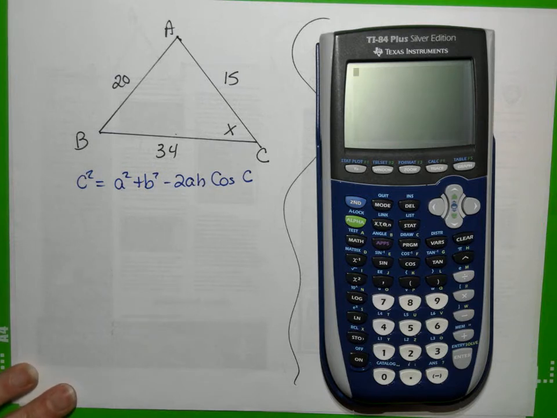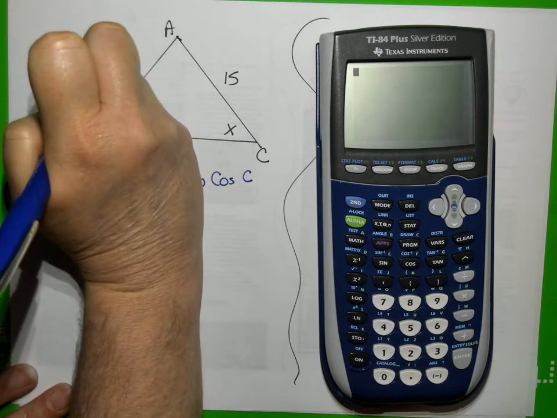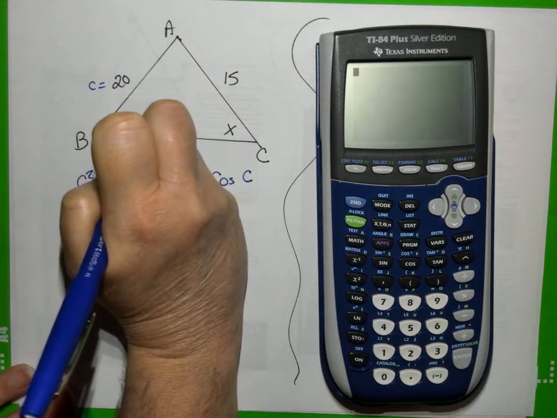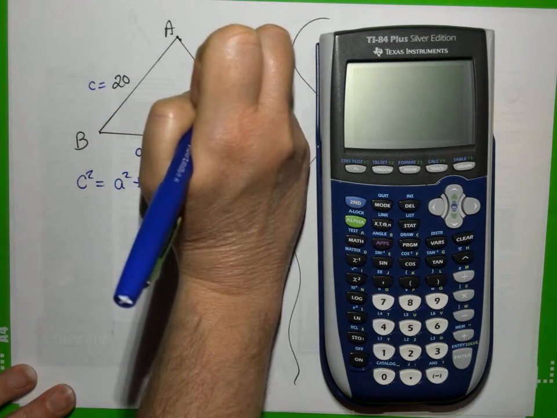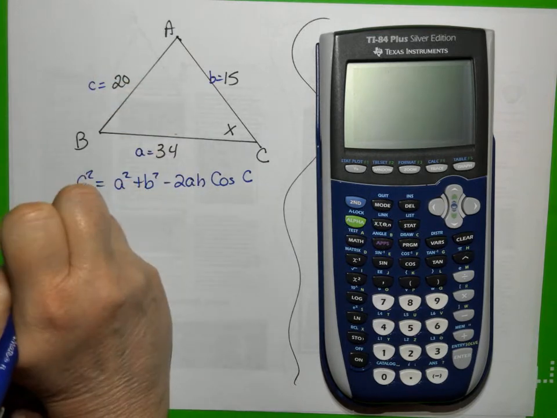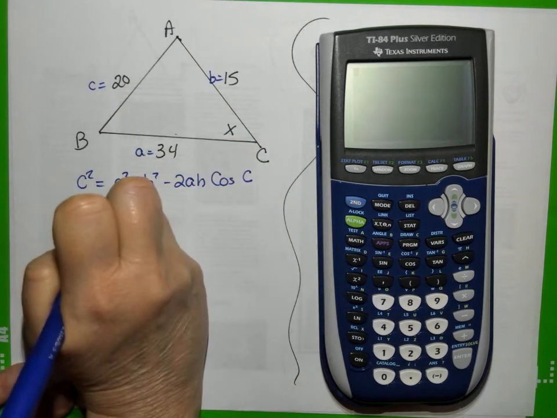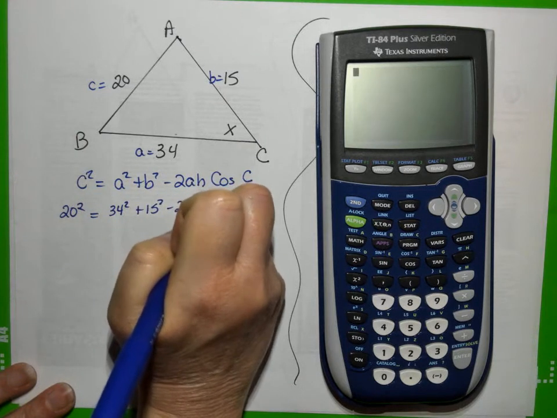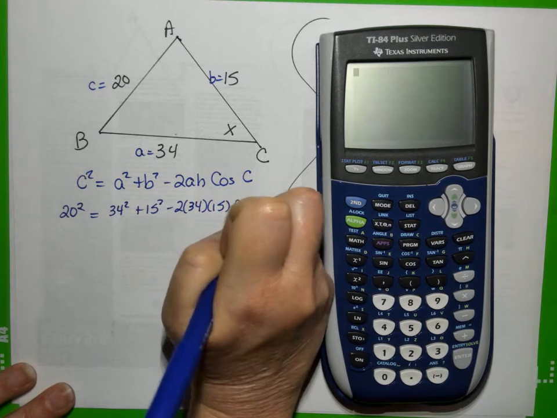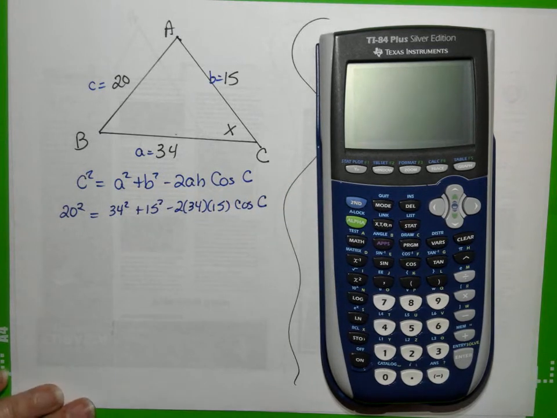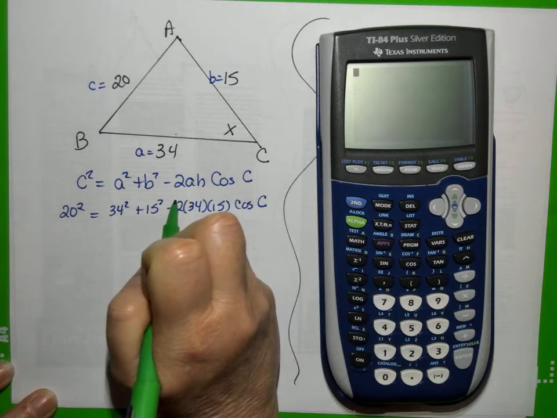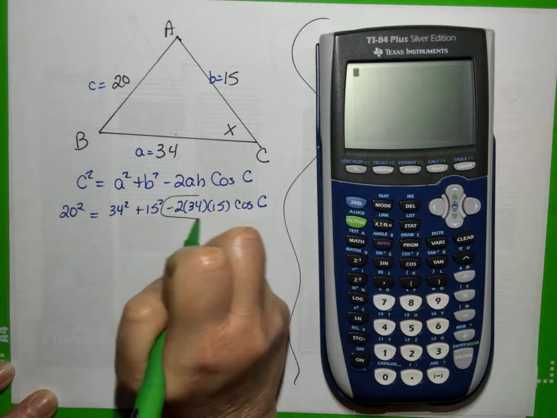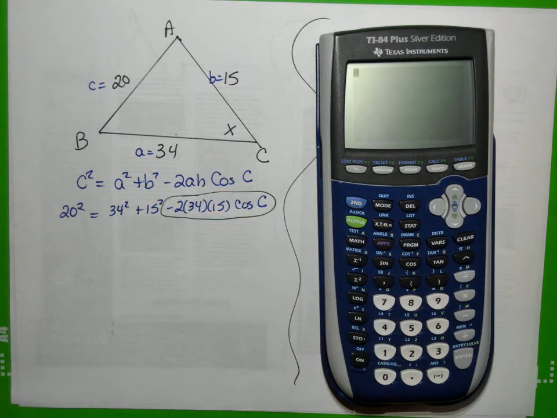All right, so here's what I know. I know that this is little c, this is little a, and this is little b. So I'm going to fill those in. 20 squared is 34 squared plus 15 squared minus 2 times 34 times 15 times the cosine of angle C, which I don't know. Now be very careful. I'm going to draw a box around this. This is one thing. The only way to separate it is by dividing. I'll show you how that works in just a second.